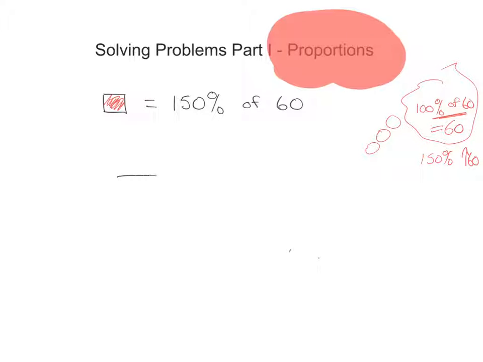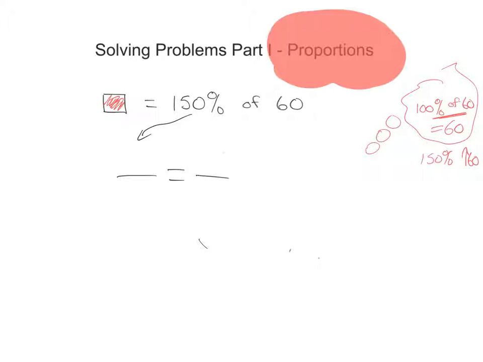A proportion is just a fraction separated by an equal sign to another fraction. So we've got a fraction on each side of the equal sign. Okay, and they're relating something back and forth. So in this case, what do we put on this side of the equal sign? Well, it all comes back to our percentage.